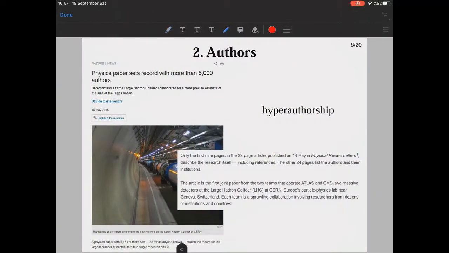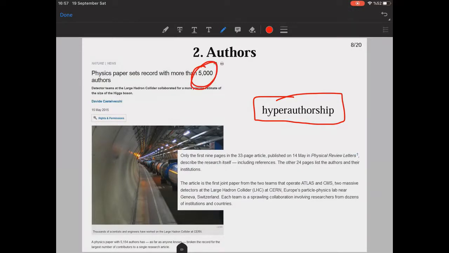There is also a concept of hyper-authorship. There are very, very interesting papers with numerous authors in them. For example, maybe in physics and natural sciences, you see some papers like this. Some papers have more than 5,000 authors.